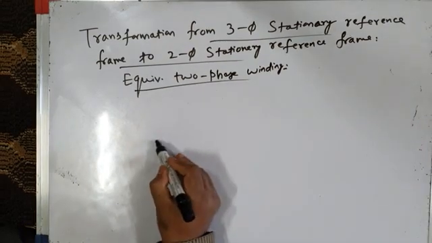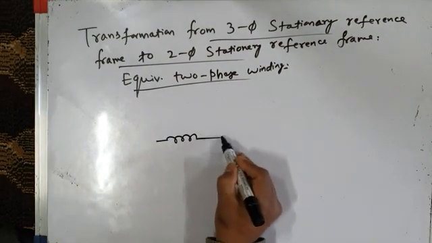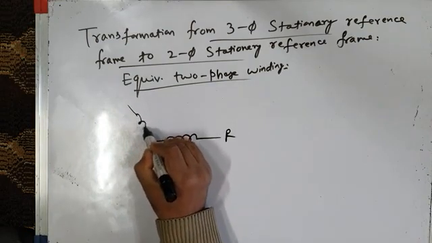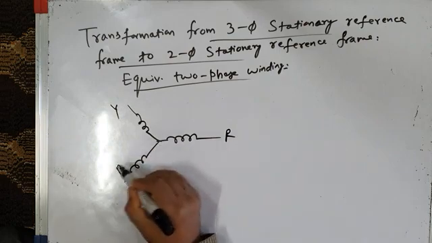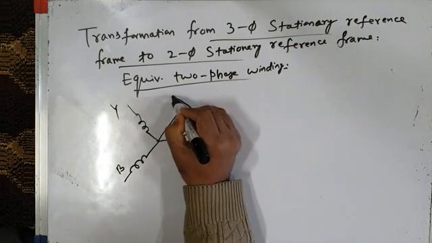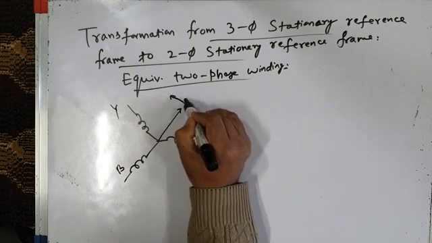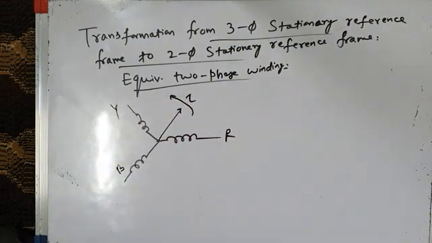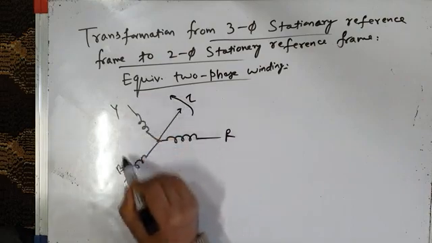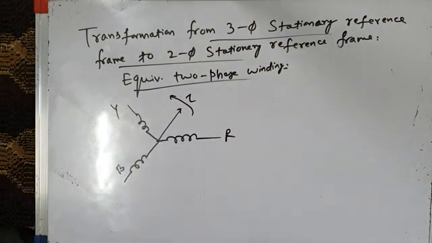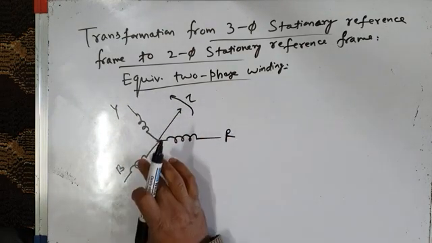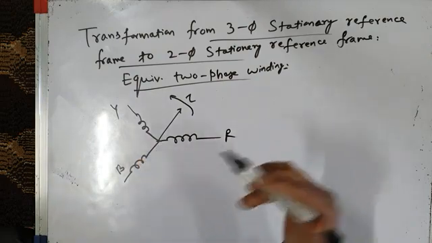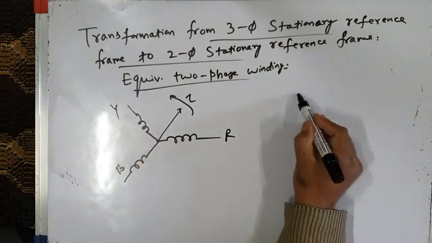So that can be done like this. For example, this is the original three-phase winding, R phase, this is Y phase, and this is B phase. And it produces a revolving magnetic field tau, which is revolving in counterclockwise direction. It's of constant magnitude and revolving at a speed determined by the frequency of the supply. Now this three-phase stationary reference frame or three-phase winding can be transformed into a two-phase stationary reference frame or equivalent two-phase winding like this.